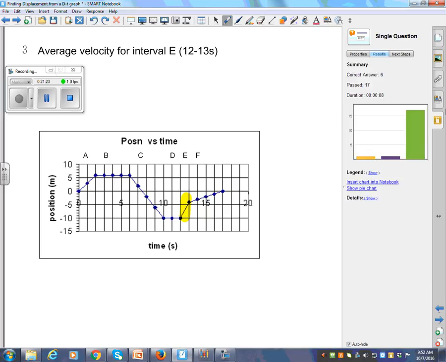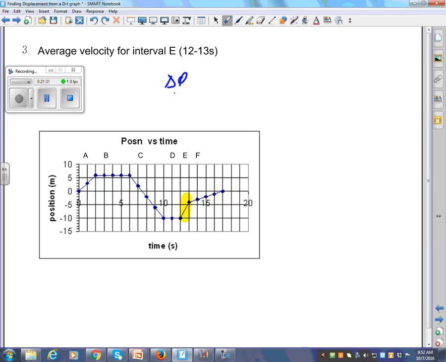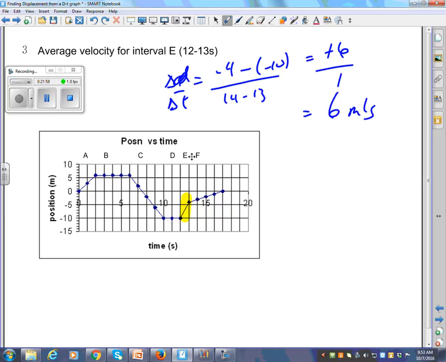Correct answer is 6. Why is it 6? What's the displacement? If you're not getting this, watch. I'll come by and I'll help you in a bit. The displacement is final minus initial. The final is minus 4, subtract minus 10, which is a total displacement of plus 6 in how much time? It's from 13 to 14. So 14 minus 13 over 1, 6 over 1, the slope is 6.